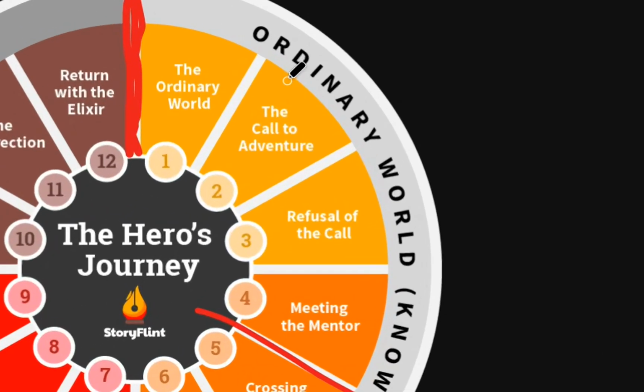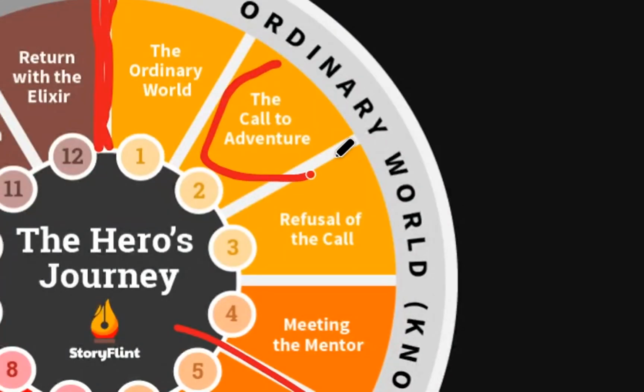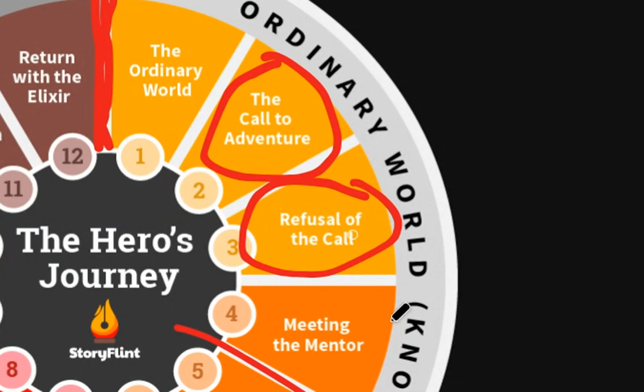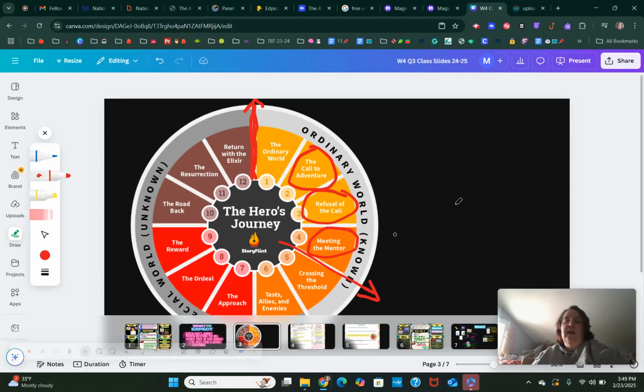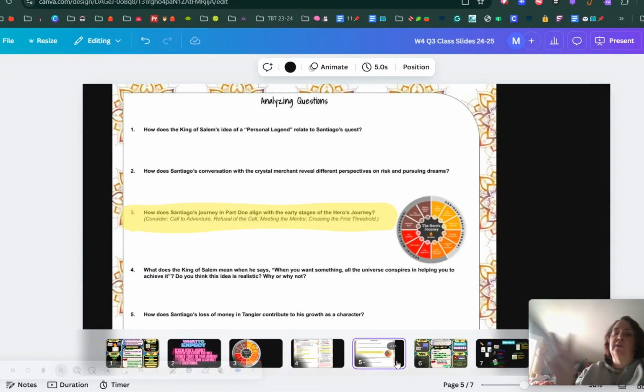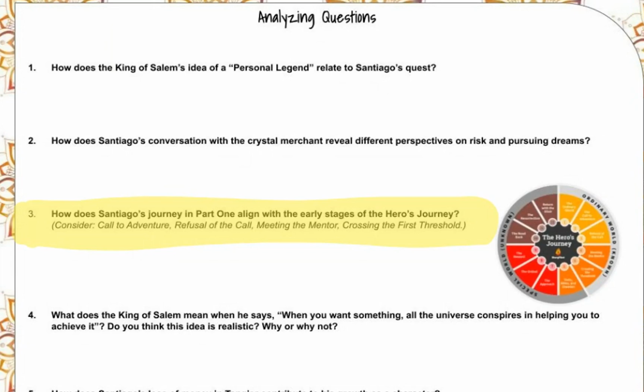Okay. So we are looking for today his call to the adventure, a refusal of that call, and he's going to be meeting not one, but 2 mentors. Okay, so that is what we are looking at today, these 3 pieces of that hero's journey. And the reason behind us looking at that is what you're going to need in order to be able to answer question 3 on the back of your handout.